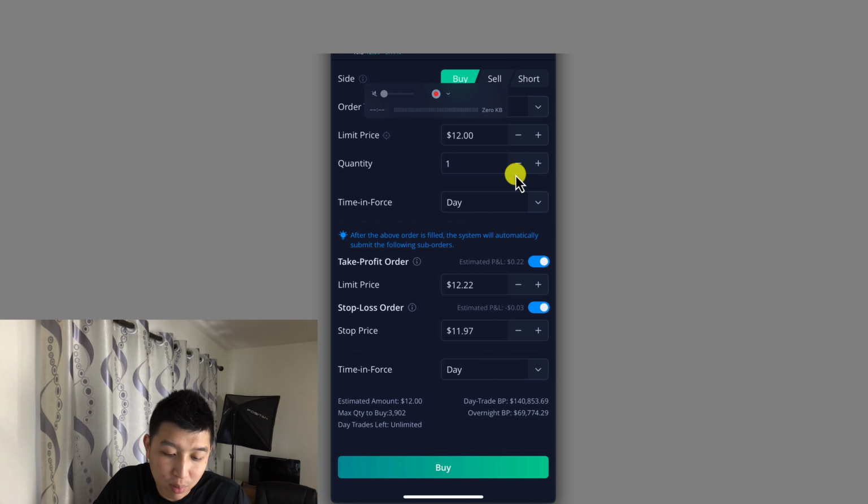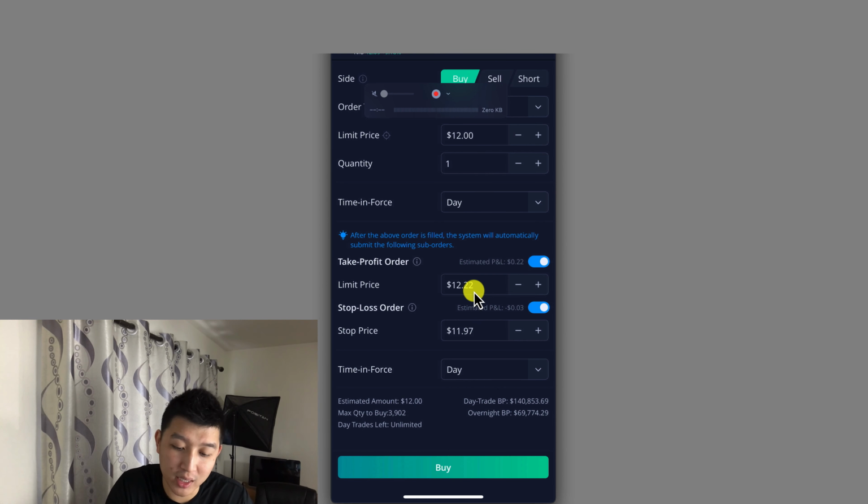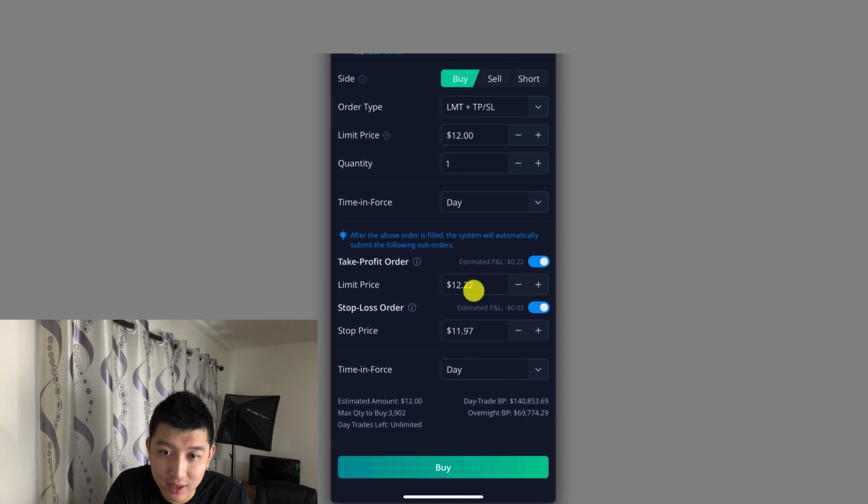So right now, the take profit. Now you have to understand, you have to set your limits for take profit. How much are you willing to make for a stock like this? So let's say $12.30. If you were to buy at $12 and you want to execute at $12.30, feel free to do so. It'll execute at $12.30 and you take your profit and make 30 cents on top.